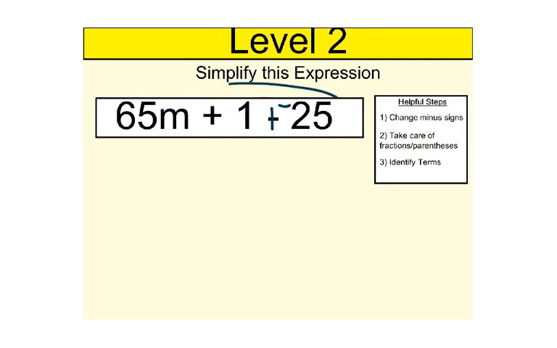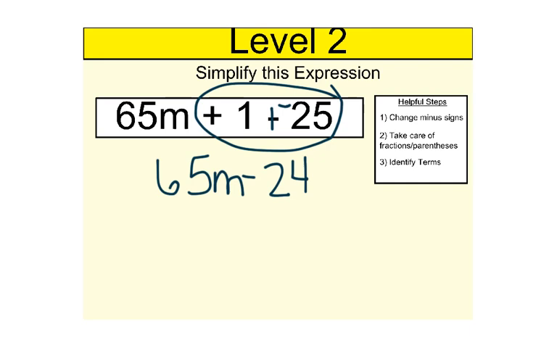Now I'm going to combine like terms because I didn't have any fractions or parentheses. So 1 plus a negative 25 is negative 24. I have 65m minus 24. I could have written it as plus a negative 24. In fact, I'm going to write it that way just for a moment.